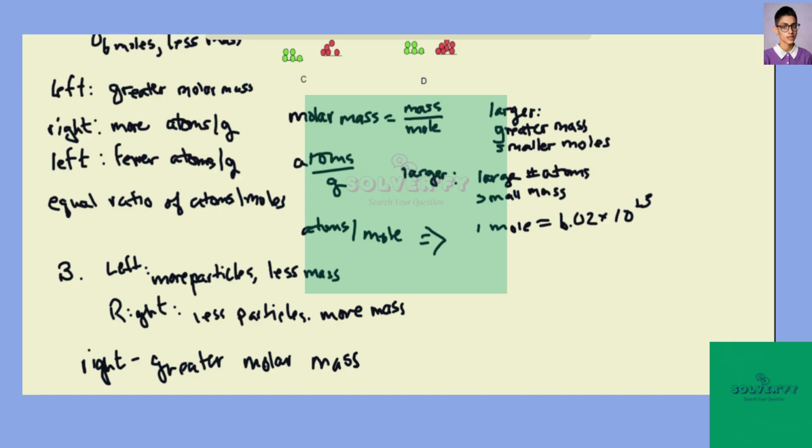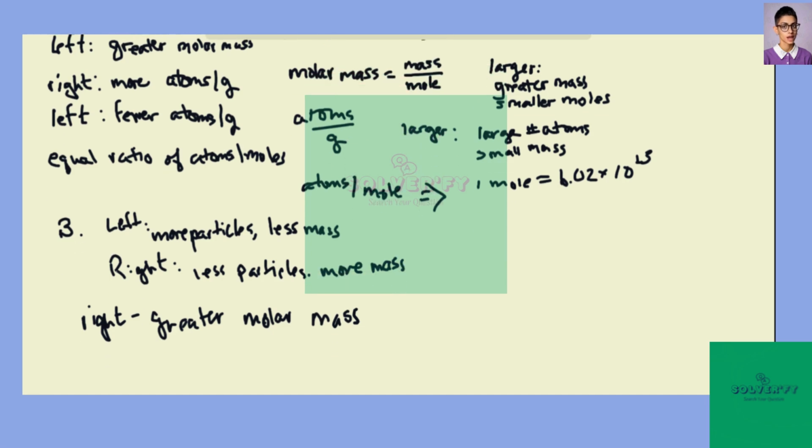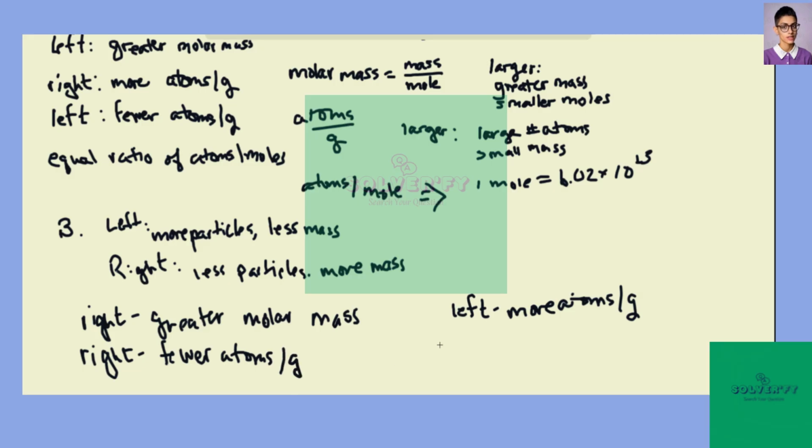The ratio of atoms to grams to have a larger value is more atoms and smaller mass, which is the left. On the right, we also see there are fewer atoms per gram. And again, they both have the same ratio of atoms to moles.